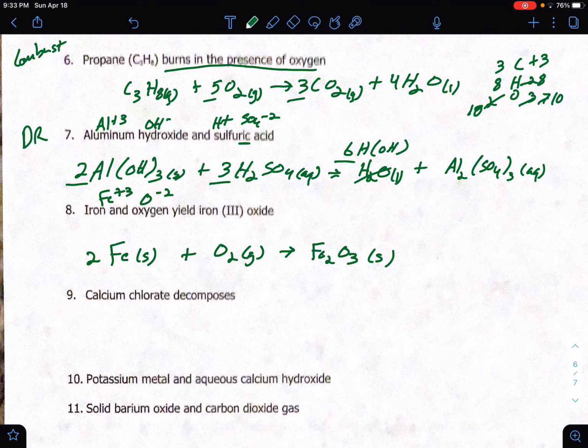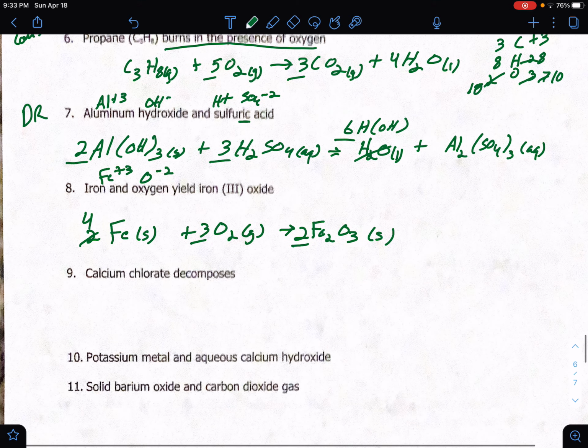Oxygens, I have a 2 and a 3. Not going to go into each other, so 6 is going to be the closest number divisible by both. So I'm going to put a 3 right here, and I'm going to put a 2 right here to fix my oxygens. But that changed my irons again, so now this is going to be a 4. Okay, so this one is actually done. So they actually kind of gave you everything there. If you look, I have 2 parts making 1 whole, so this is going to be a synthesis.